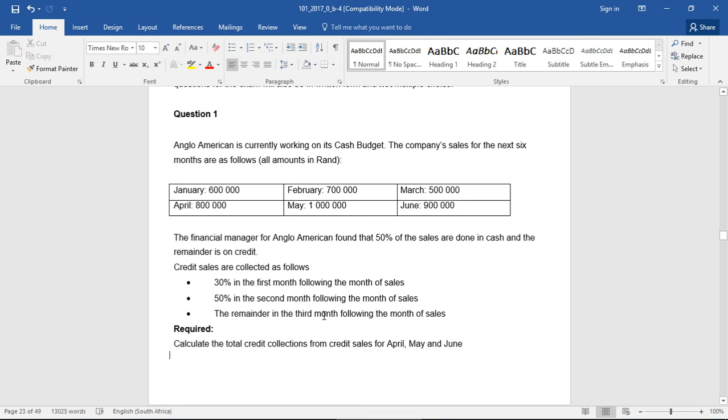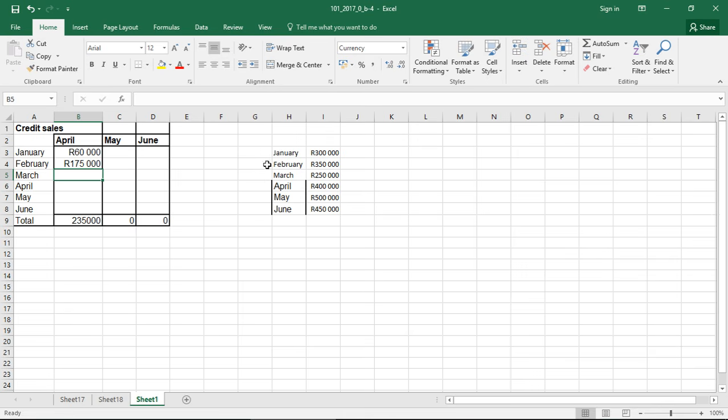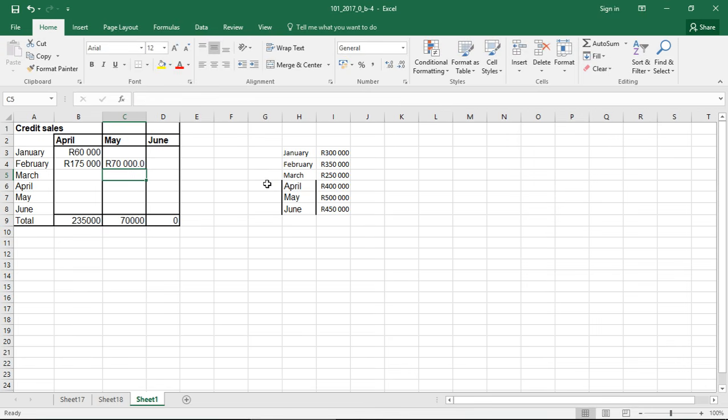So the remainder in the third month, so we know the remainder is 20%. So we're going to take the remainder. So for February, we take 350,000 times 20%. And there we have the collection for February. Now we are done with the collection of February, because it says the remainder is collected in the month of May.